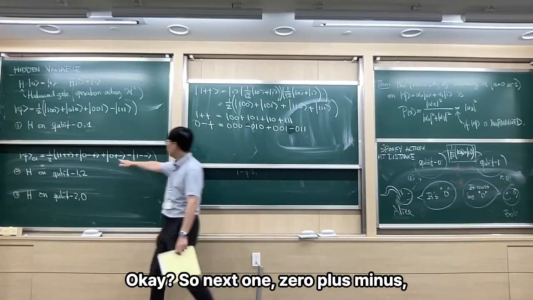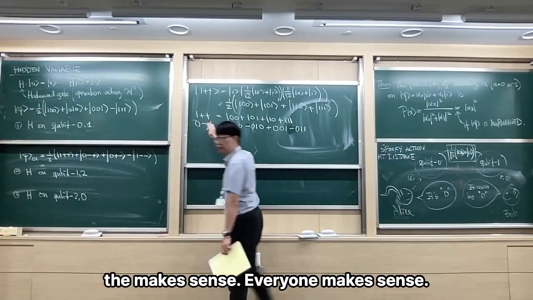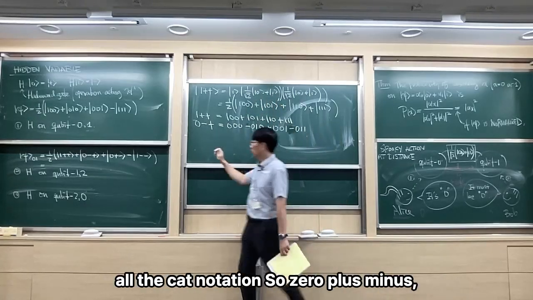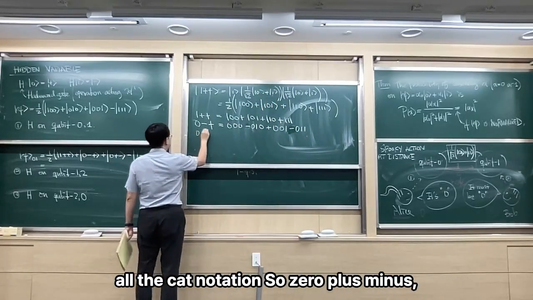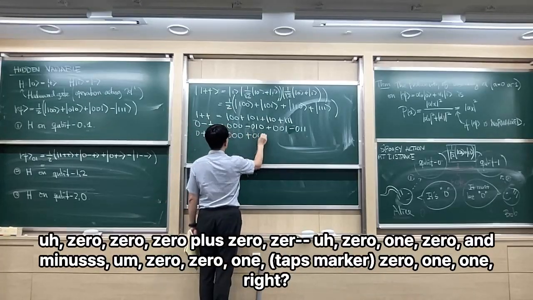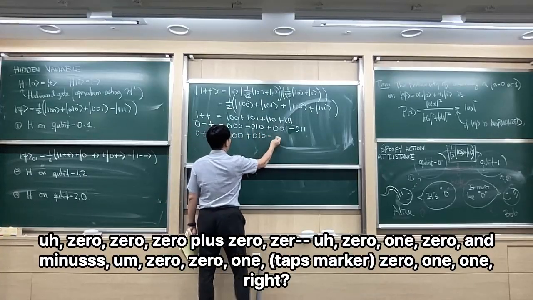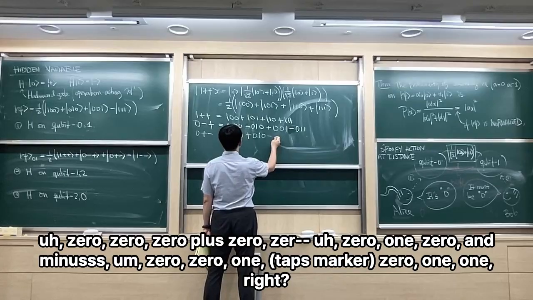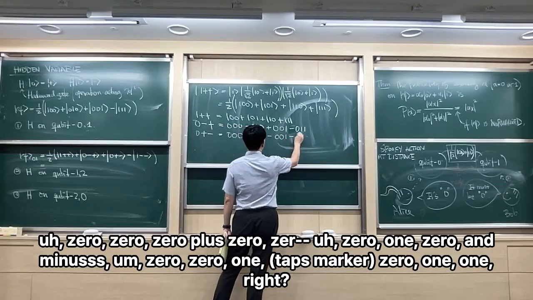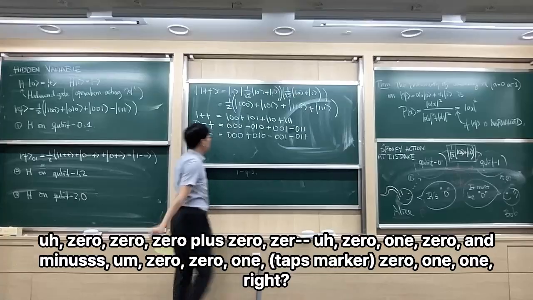So next one, 0 plus minus. That makes sense? Everyone makes sense? I'm taking this one, dropping all the ket notation. So 0 plus minus 0, 0, 0 plus 0, 0, 0, 1, 0 and minus 0, 0, 1, 0, 1, 1, right?